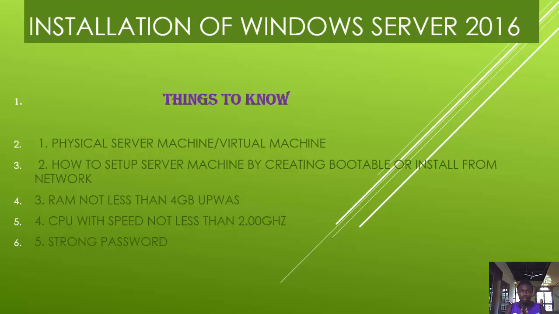If you want to install from network, you must make sure that the network or the domain that you are inside has Windows Deployment Services running. Then secondly, on your BIOS, you set up your boot option to PXE Boot. For that one, you can boot or you can install from the network straightforward.